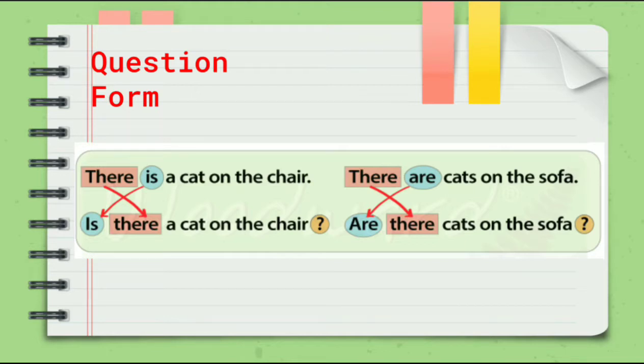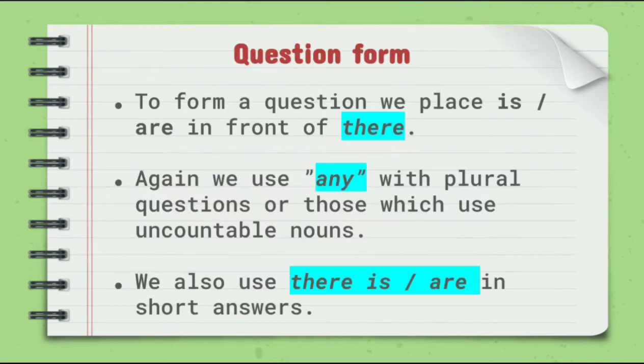Finally, we have the question form. In this one, we're going to change the position of the subject. We're not going to say there is a cat on the chair, but is there a cat on the chair? And the other example, we're not going to say there are cats on the sofa, but are there cats on the sofa?